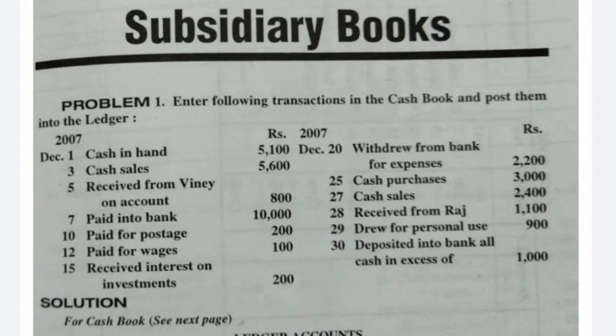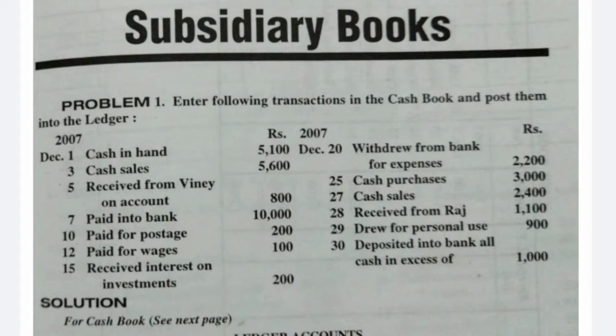So the by cash account will come in the sales account. Okay, in the sales ledger, by cash account will come on the credit side of the sales account, because the sales account is on the credit side. Okay, like this you need to understand. By cash account 5600 in the sales ledger.